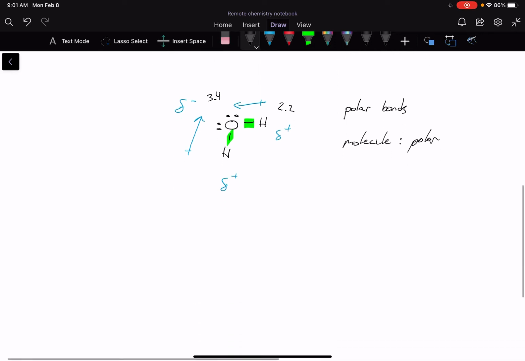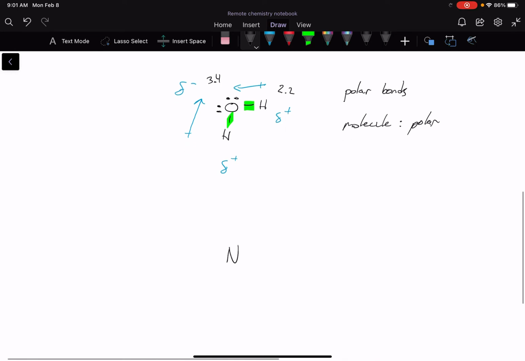All right, let's look at another example. So we're going to look at NH3. Here's an example of NH3. Now, hydrogen, again, has an electronegativity of 2.2. All these have 2.2 for their electronegativity. Nitrogen has an electronegativity of 3.0. And so those electrons that are shared between the hydrogen and the nitrogen are going to be pulled more towards the nitrogen because it's more electronegative and has a stronger desire for electrons.